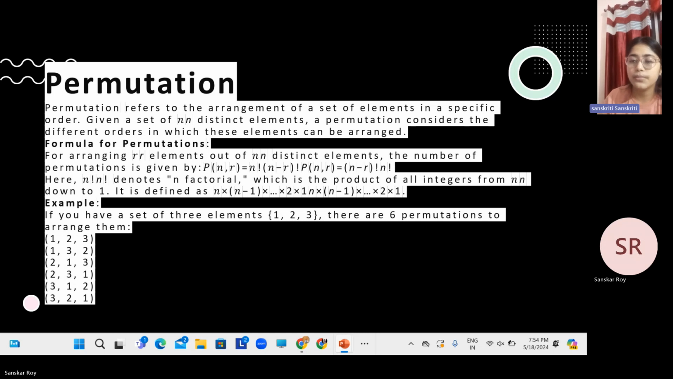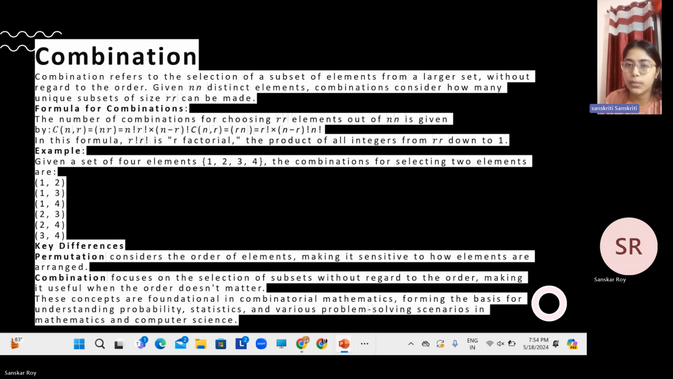For example, if you have a set of 3 elements, 1, 2, 3, there are 6 permutations to be arranged. So what are those? 1, 2, 3; 1, 3, 2; 2, 1, 3; 2, 3, 1; 3, 1, 2; and 3, 2, 1. So these are what the arrangements will be.